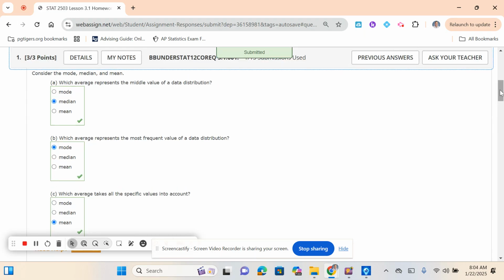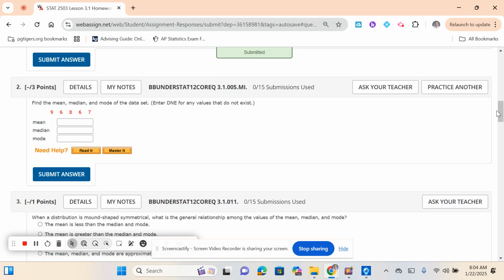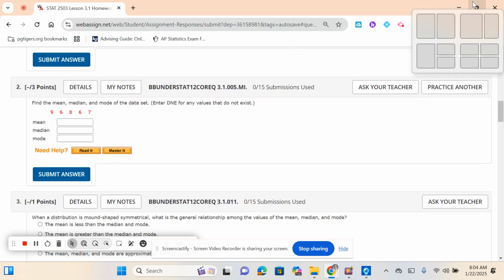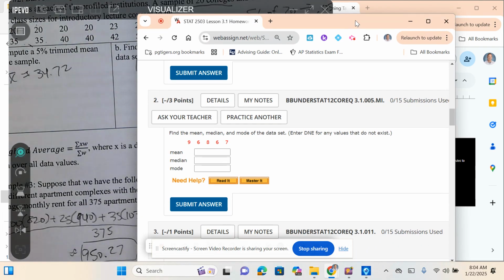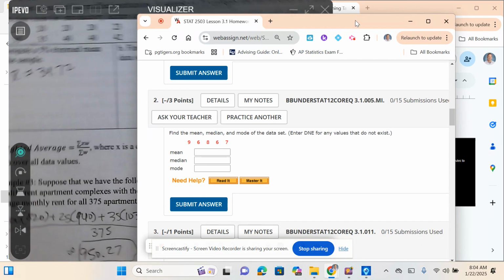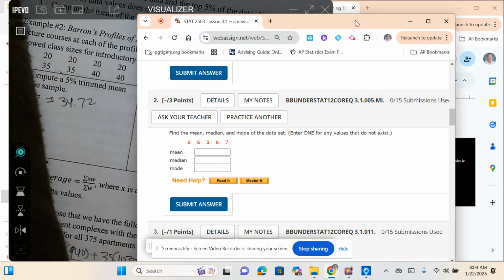Find the mean, median, and mode of the data set. So on this one, you've got a few options here. You could do this by hand, or you could do this in the calculator. It's a pretty simple data set.